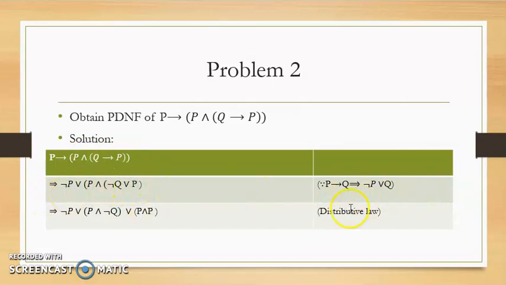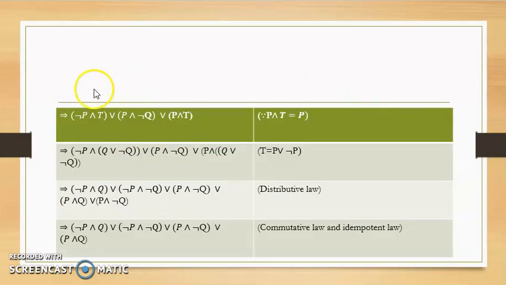Next, by using the distributive law we can write not P or P and not Q or P and P. So by using the law, I split the second part into two values. In the next line, not P and T or P and not Q or P and T, where P and T is nothing but P. This P can be replaced as P and T. Then I can club these two.